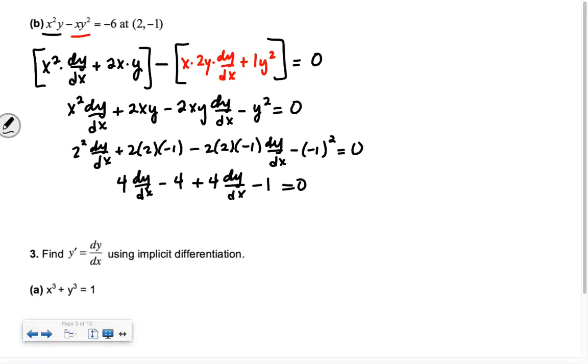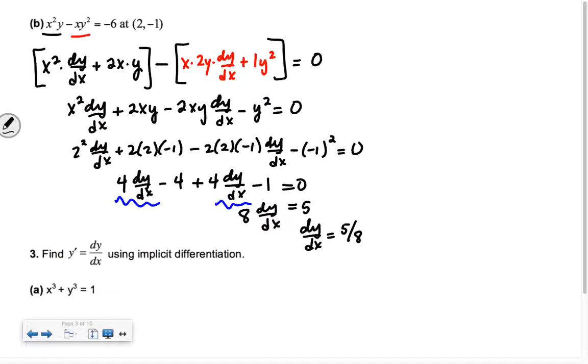Do you guys all have that? Don't just copy what I'm writing. Try to do the problem. We're going to subtract our numbers or add the numbers over. So I have -4, so I'm going to add it to the other side as 4. I'm going to add the 1 over, so I get 5. And when I combine my 4 and my 4, I get a total of 8 dy over dx. So I get dy over dx equals 5/8. Did you guys all get that?